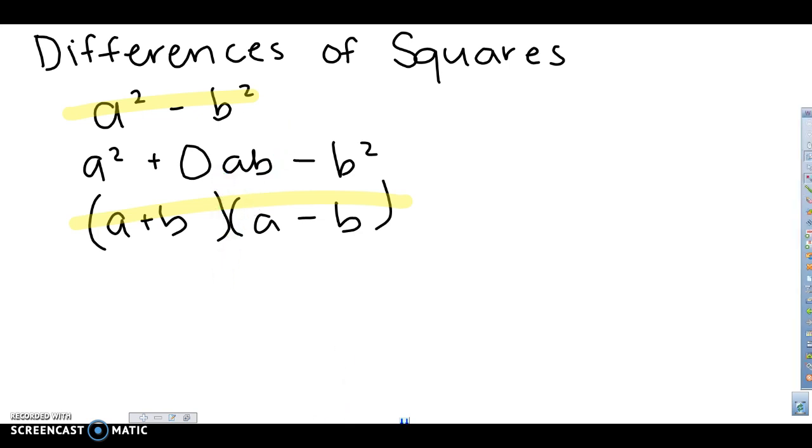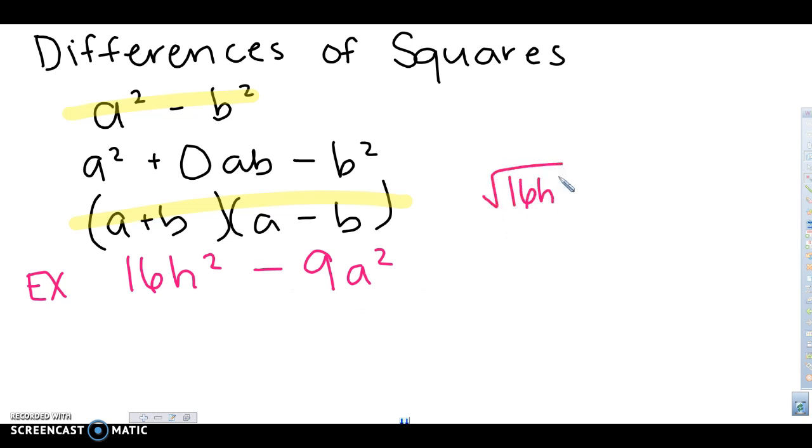And this doesn't mean a whole lot if I don't give you some kind of example. So let's look at 16h squared minus 9a squared. Well, I can see that h squared and a squared are perfect squares, but also look at 16 and 9. Those are both perfect squares as well. And if I take the square root of 16h squared, first of all, I'll have my 16 and my h squared. This goes into h and h. This breaks down into 4 and 4.